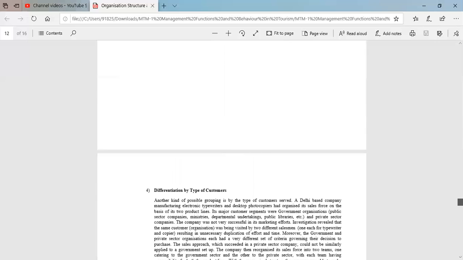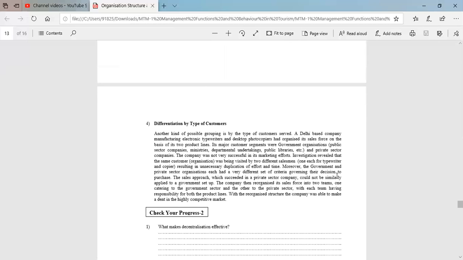And fourth, differentiation by types of customer. You can say what type of customers are coming: rich, poor, middle class. Some hotels are made for the middle class, some hotels are for the high class. So these are also differentiated.